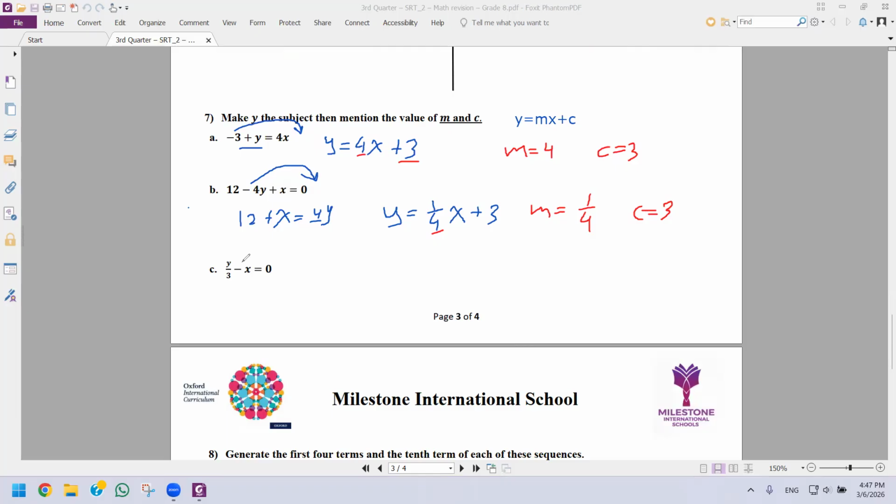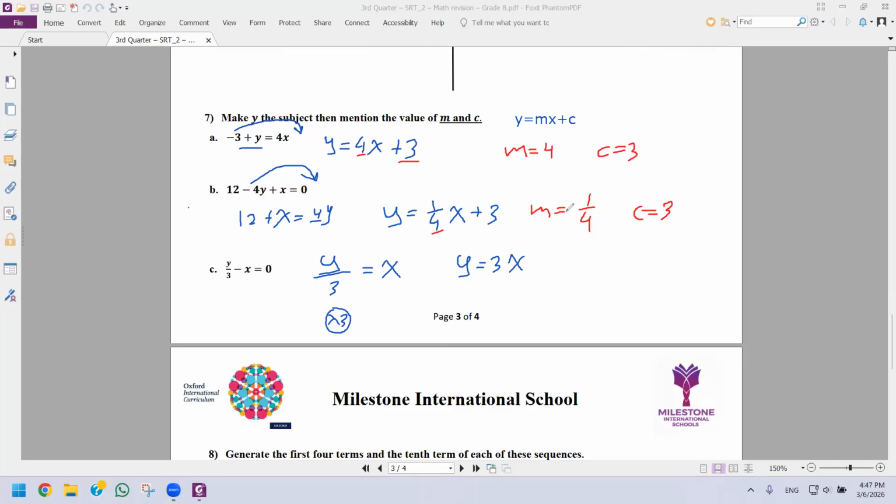Now, next part, first I take minus 6 to the other side. So y over 3 equals to x. Then to remove over 3, I should multiply by 3. So y is equal to 3x.